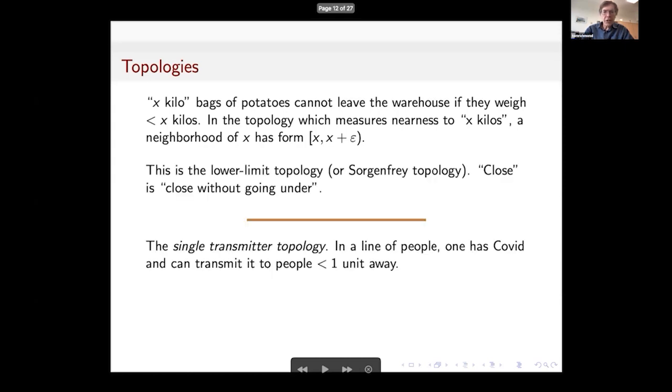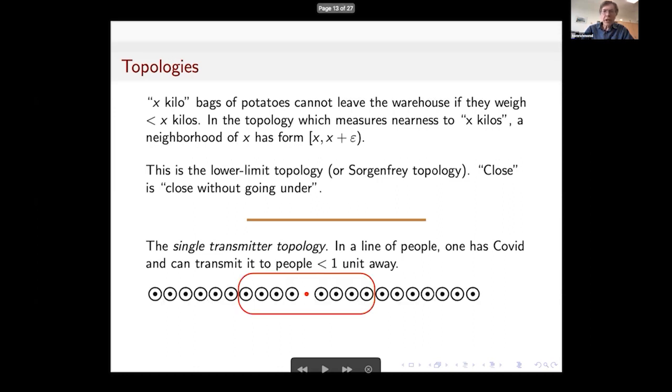Another topology is the single transmitter topology. In a line of people, one person has COVID and can transmit it to people that are less than 1 unit away, but everyone else is not transmitting to anywhere. So that would be a topology there.